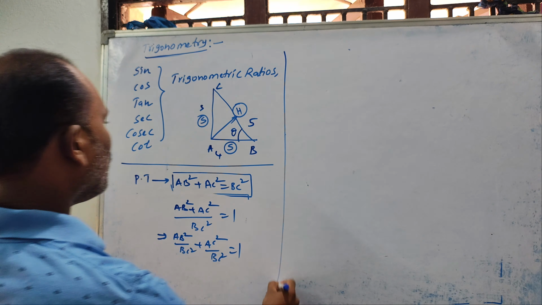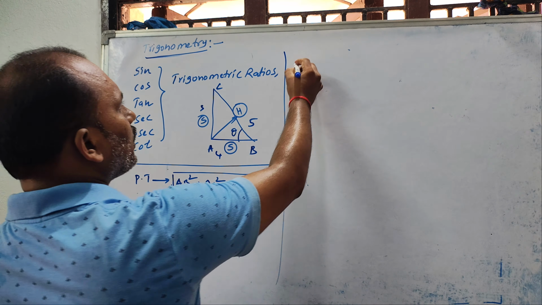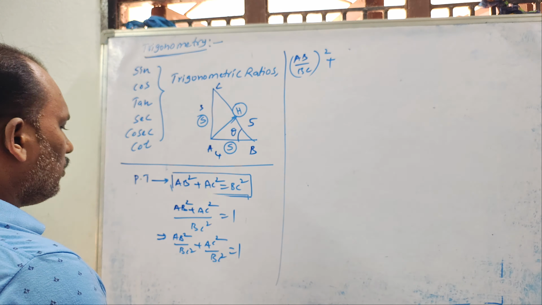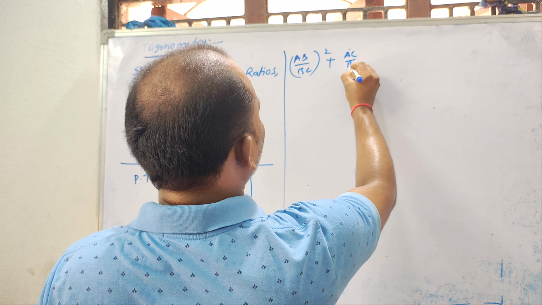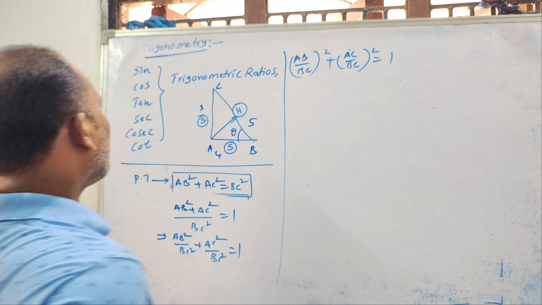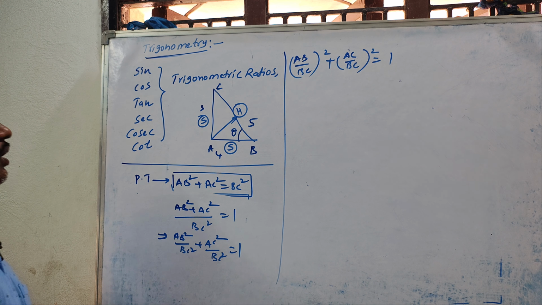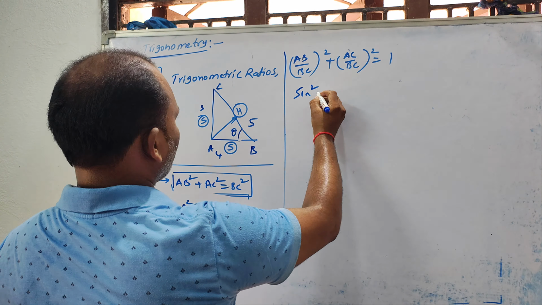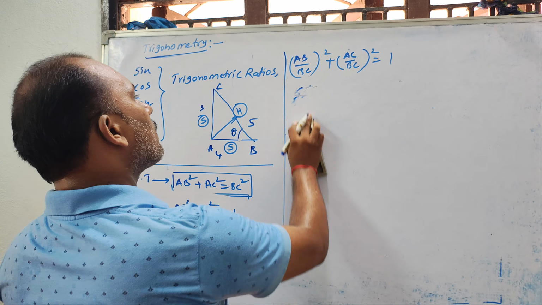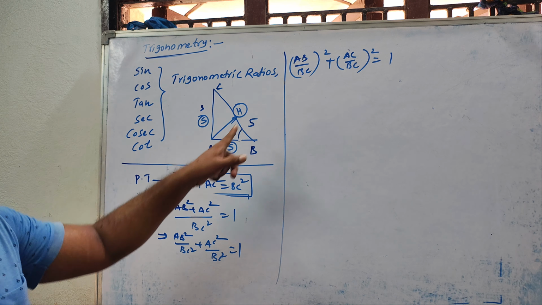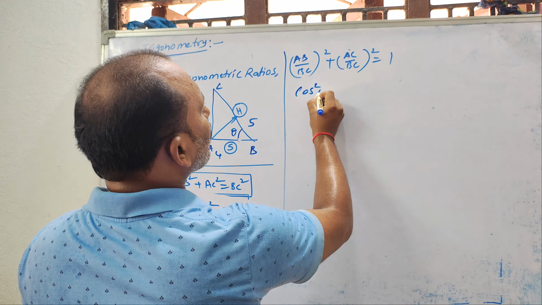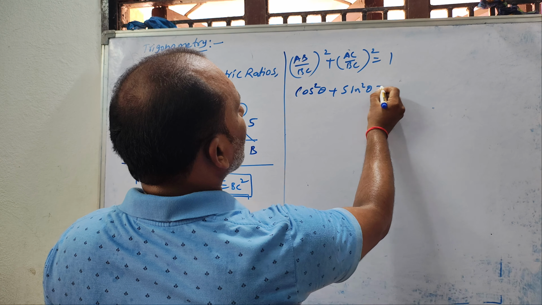So let's see what you get from this. AB square by BC square. Shall I write it like this? AB by BC whole square plus AC by BC whole square is equal to 1. Just now we learned sin theta. What is the sin theta formula? Opposite side by hypotenuse, AC by BC. So sin square theta, and with AB as adjacent to theta, cos square. So cos square theta plus sin square theta is equal to 1.